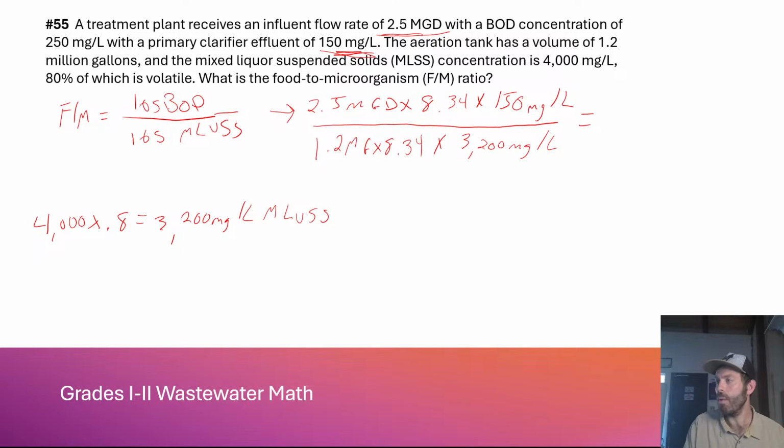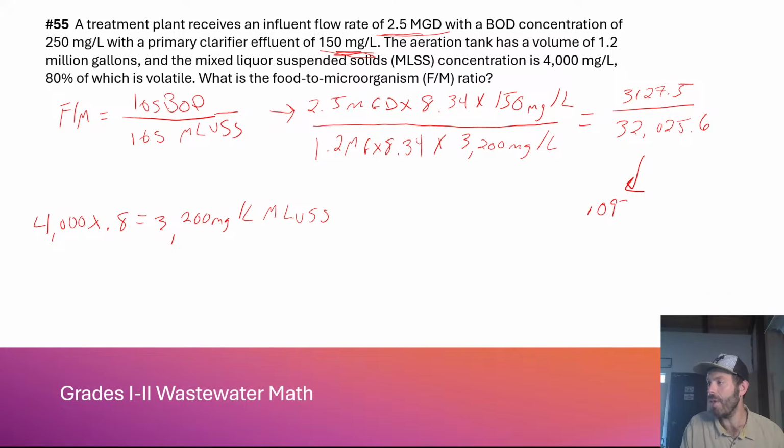So now work that out. 2.5 times 8.34 times 150 should be 3,127.5, divided by 1.2 times 8.34 times 3,200, which gives me 32,025.6 pounds MLVSS. And then you just divide one more time. I'm going to bring the answer down here so it's a little bit easier to see. When you divide those, it's 0.097.